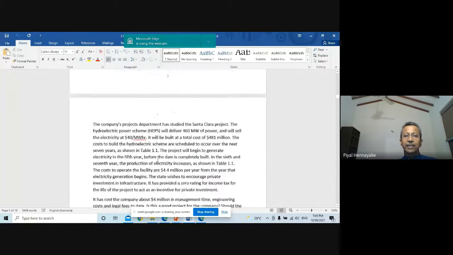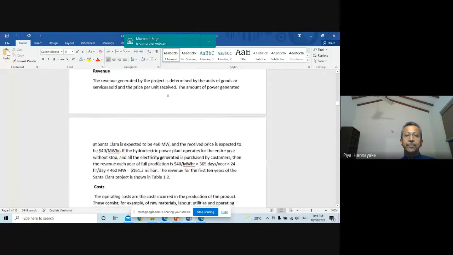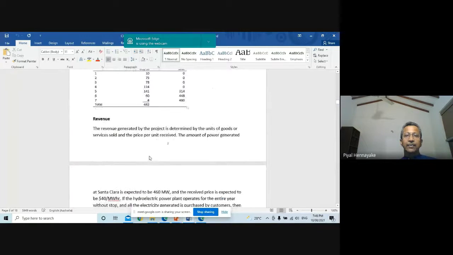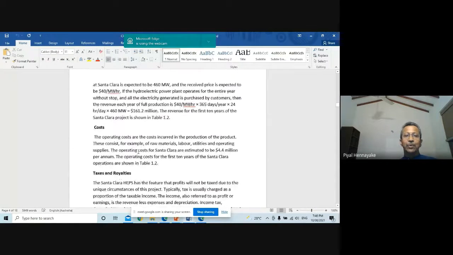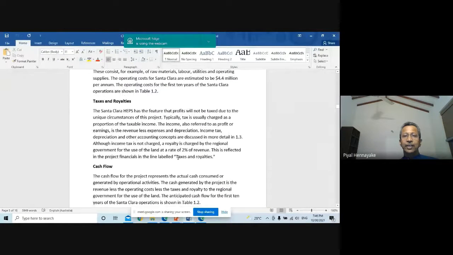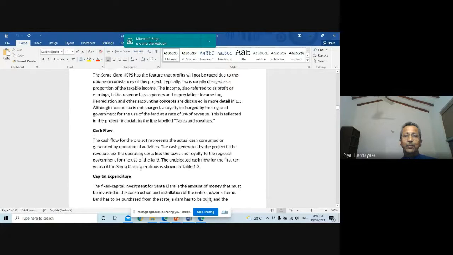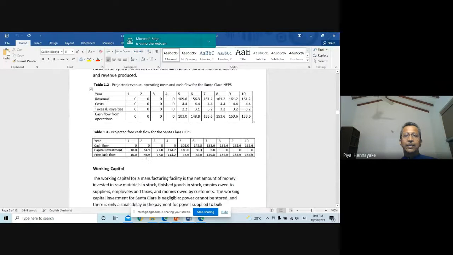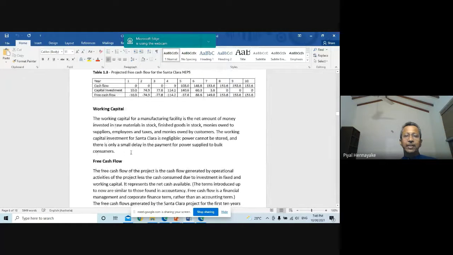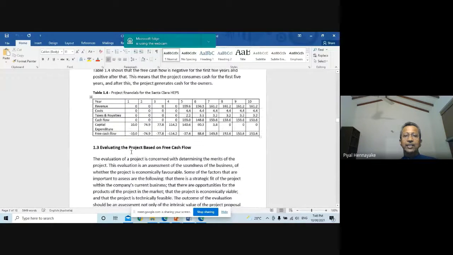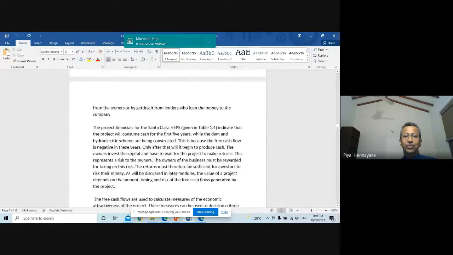We had some examples. And here we are looking at each item separately. For this example, revenue, cost, taxes and royalties. There was a royalty in this case, cash flow, and the capital expenditure. And the working capital.